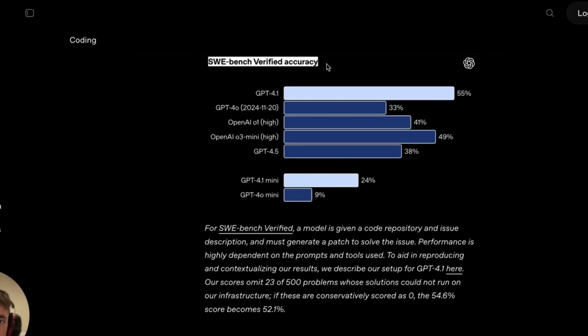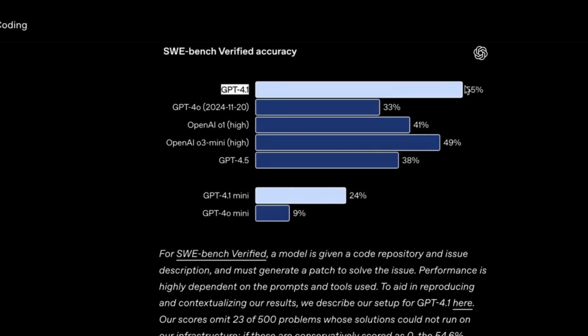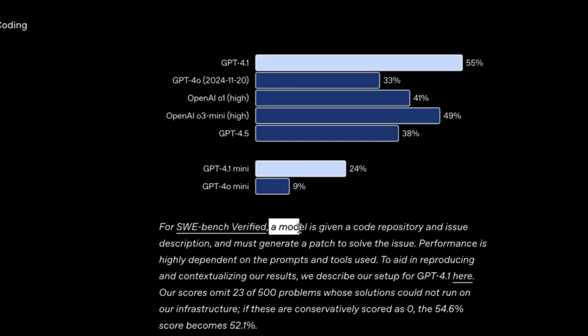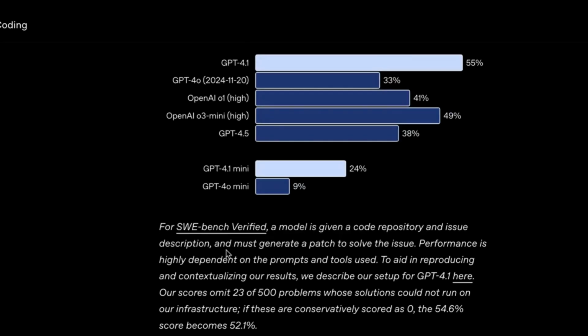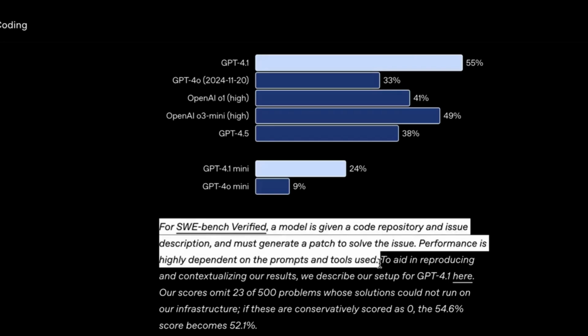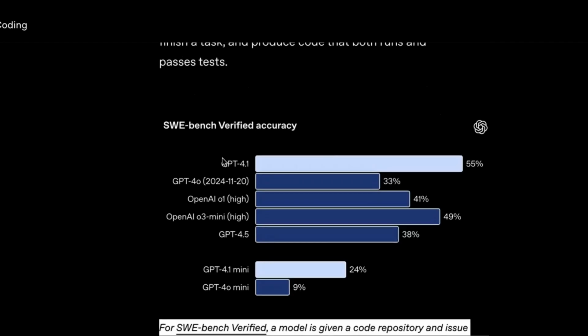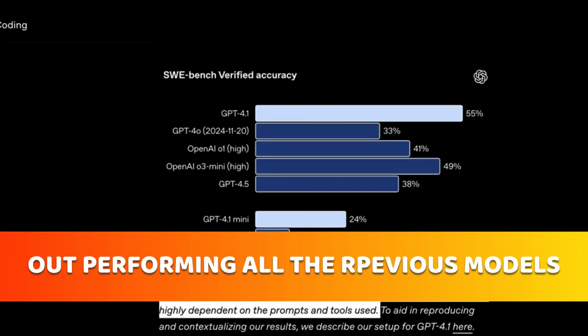We've got the SWE-bench Verified accuracy. GPT 4.1 is right at the top there in terms of accuracy. And this is where a model is given a code repository and issue description and must generate a patch to solve the issue, right? Performance is highly dependent on the prompts and tools used. But basically this is outperforming all the previous models on the same benchmark test.